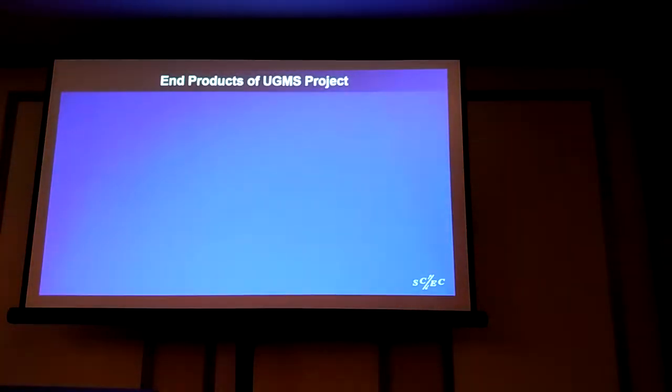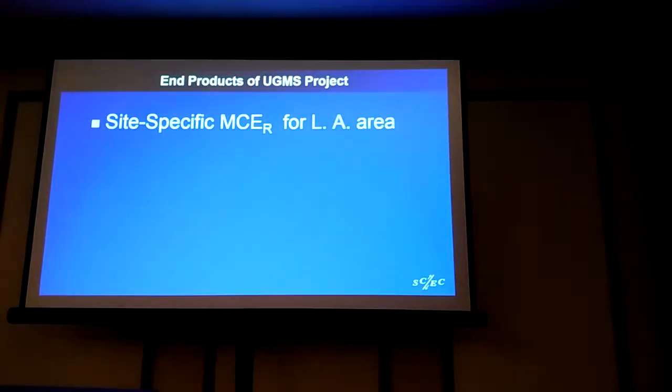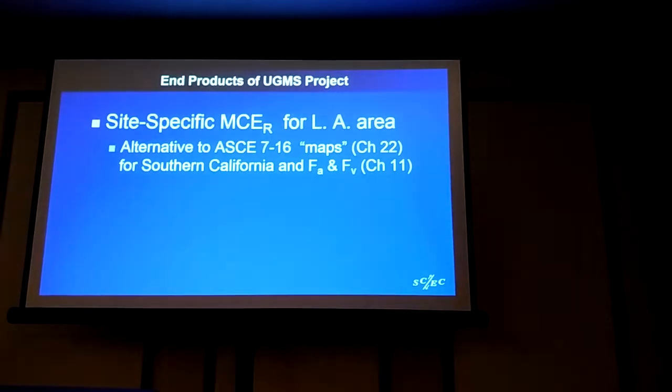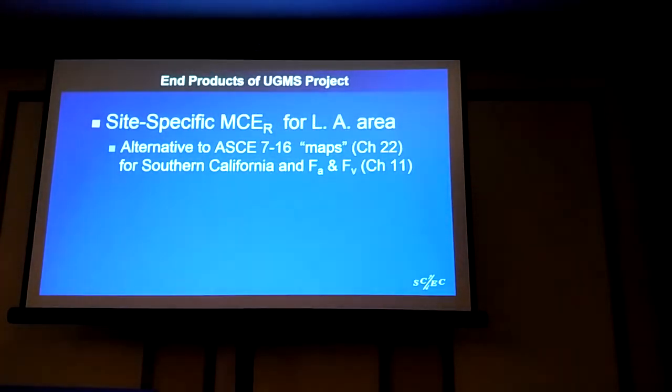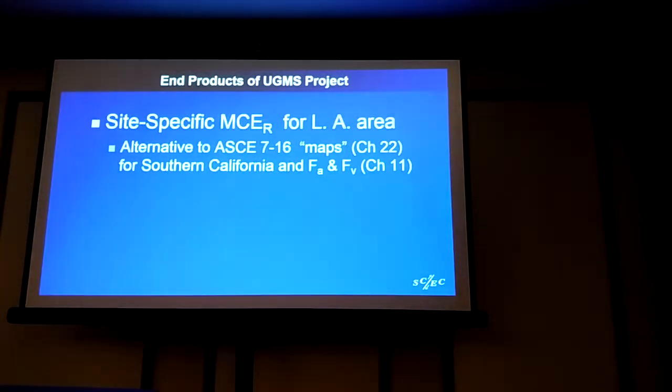So the end products of our project were site-specific risk targeted maximum considered earthquake response spectra for the Los Angeles area. Right now we're offering this as an alternative to the spectrum that you would get out of the ASCE 7-16 standard by using the USGS maps, which are bedrock maps that are in chapter 22 of that standard, and the site coefficients Fa and Fv, which amplify the motions from the maps, and those site coefficients are in chapter 11.